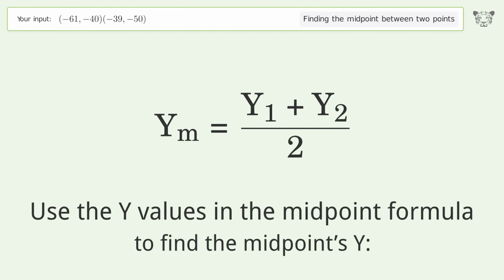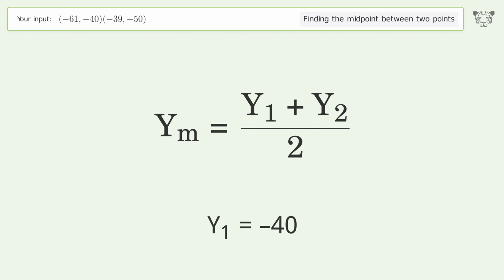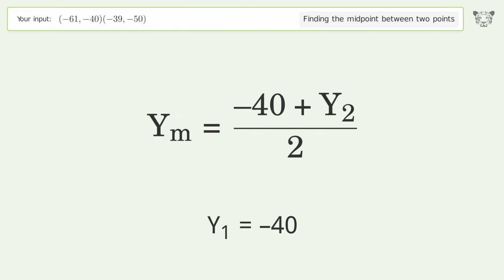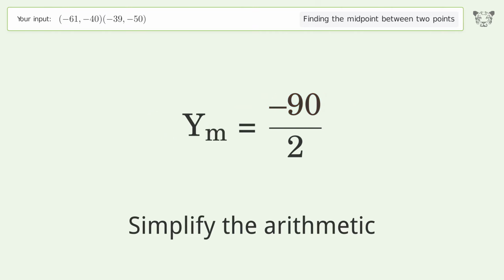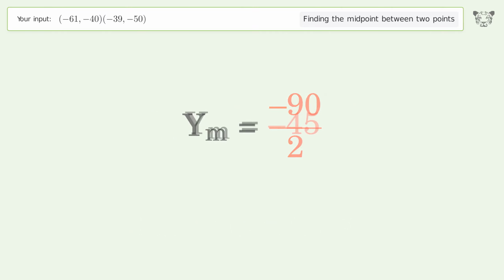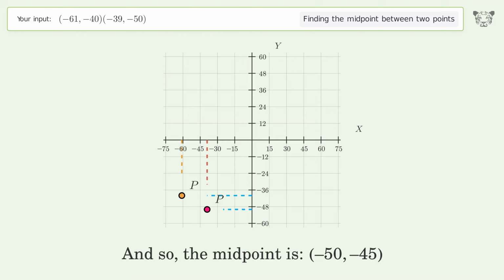Use the y values in the midpoint formula to find the midpoint's y. y1 equals -40. y2 equals -50. Simplify the arithmetic. And so, the midpoint is -50, -45.